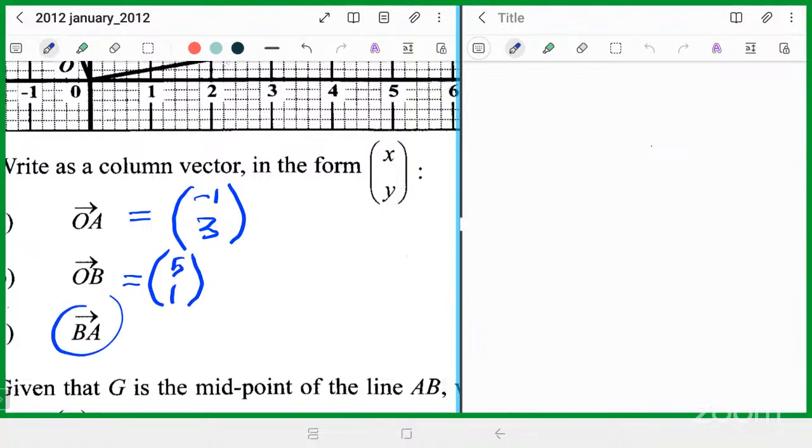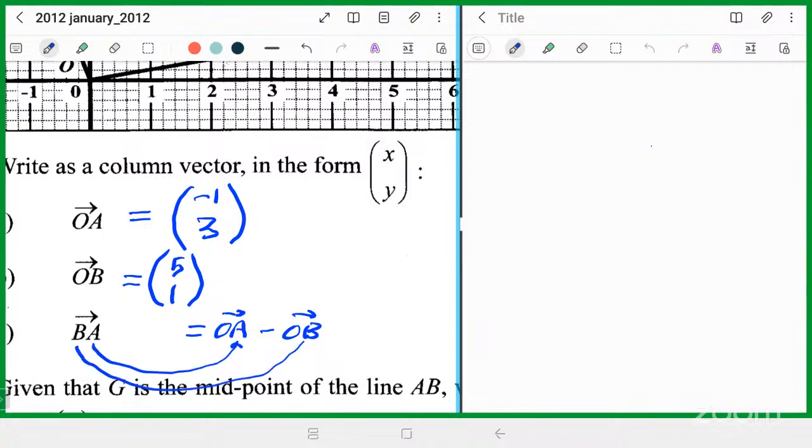And then to calculate BA, since we know the position vectors of A and B, we can use OA minus OB. That's the last minus the first. So we're doing this one minus this one. It's -1 minus 5, because it's this one minus this one. And -1 minus 5 is -6. And then 3 minus 1 is 2.